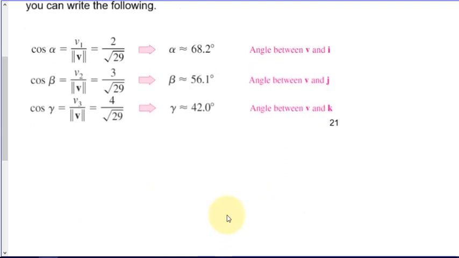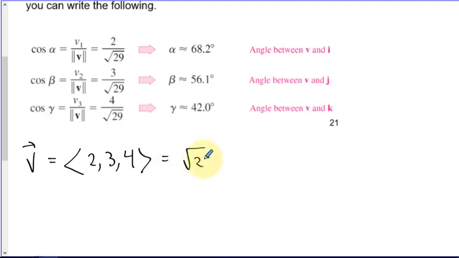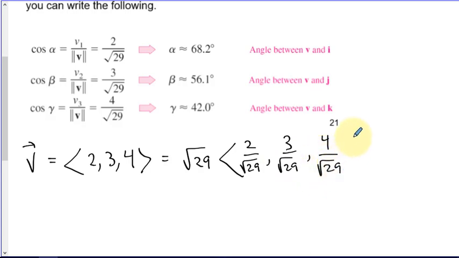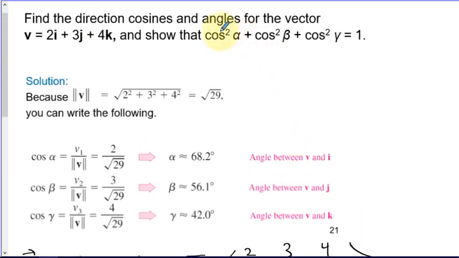I just want to write one last thing, that this vector that was given, v, equal to 2, 3, 4. In finding the magnitude of square root 29, we could then say this is 2 over the square root 29, 3 over square root 29, and 4 over square root 29. So there's the unit vector that specifies the direction. This is the magnitude of the vector, and together they form the vector. Lastly, we were going to confirm that this equation is true.